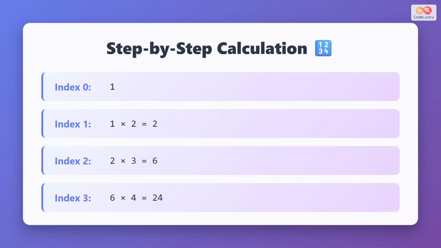Let's break down the calculation step by step. At index 0, we simply have 1. At index 1, we multiply 1 by 2 to get 2. At index 2, we take the previous result 2 and multiply it by 3 to get 6. Finally, at index 3, we multiply 6 by 4 to get 24. Each step builds upon the previous product, creating a cumulative effect.